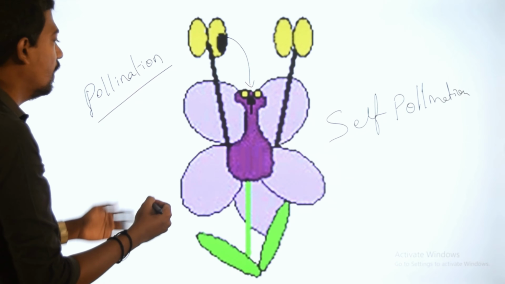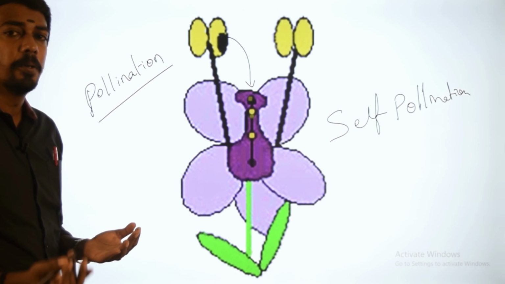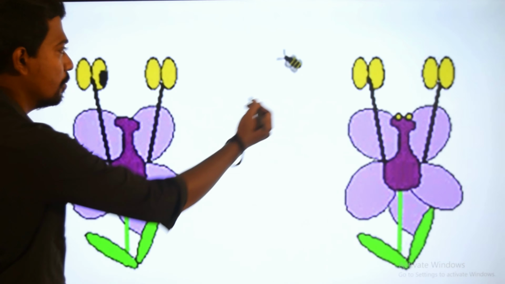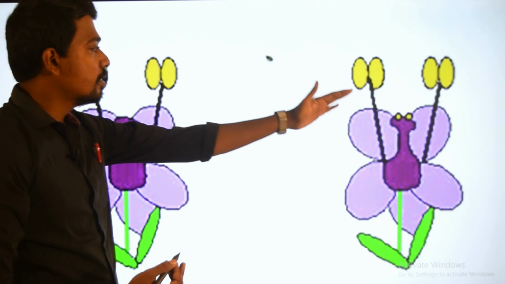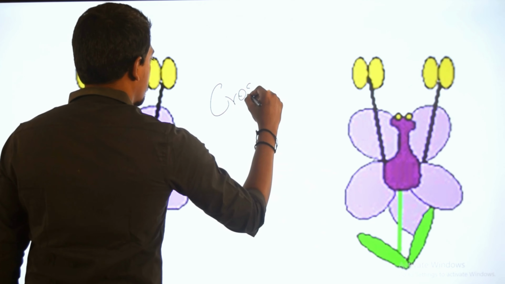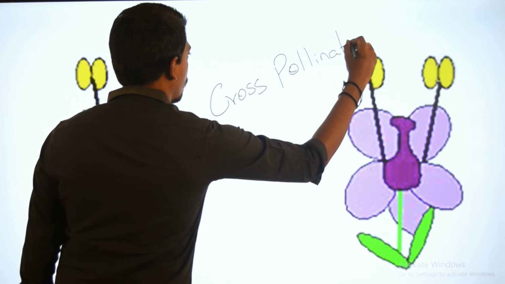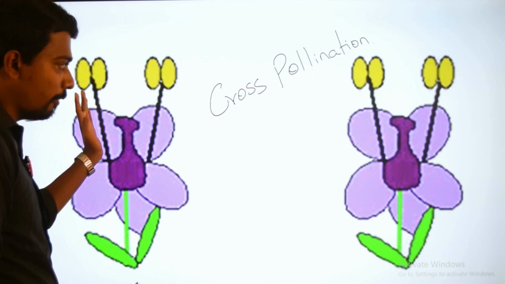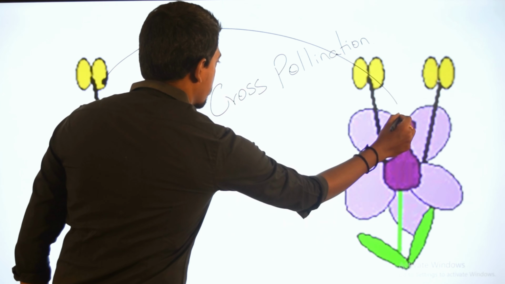There is one more case called cross-pollination. That is, it involves two different flowers of two different plants. Now, here you see the animation that represents cross-pollination, and you see a bee involved in transferring the pollen grain from one anther to the stigma of another flower. So this is what we call cross-pollination. C-R-O-S-S, cross-pollination. Cross-pollination is the transfer of pollen grain from one flower to the stigma of another flower. So from here, it is getting transferred to here.